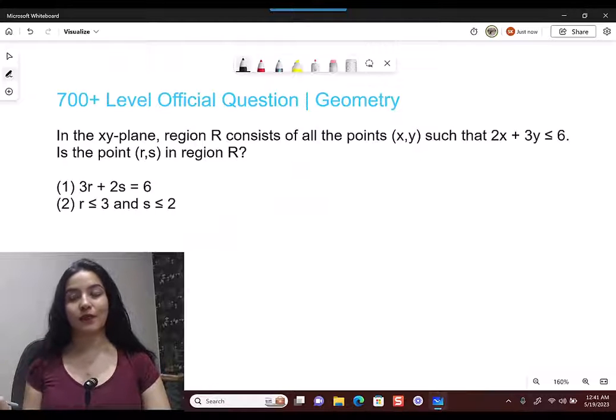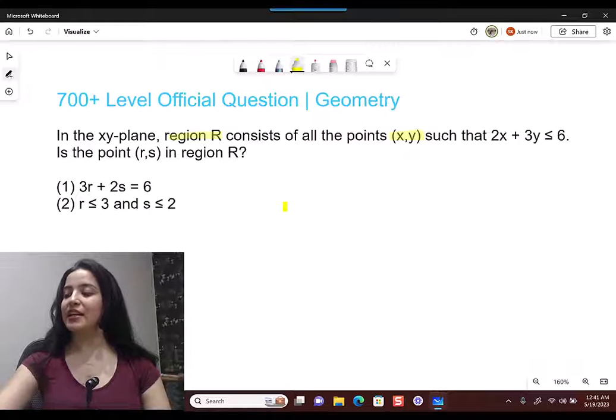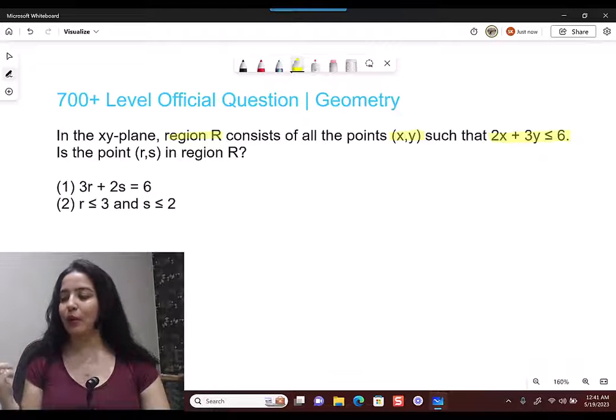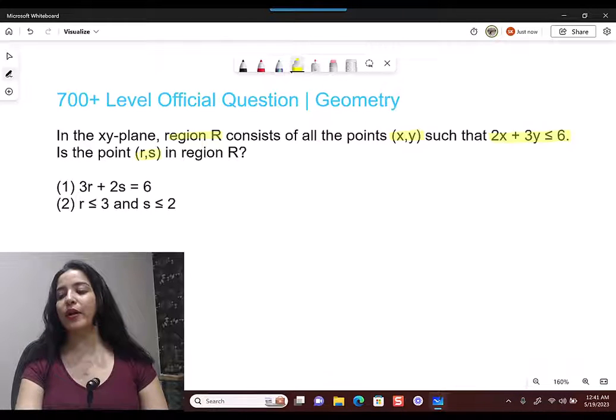Alright, let's start solving this. Now, when you read this question, let's understand every part. In the xy plane, region R consists of all points (x, y) such that 2x plus 3y is less than or equal to 6. Okay, so I'm talking about all (x, y) points that will satisfy this inequality. Then, is the point (r, s) in region R?